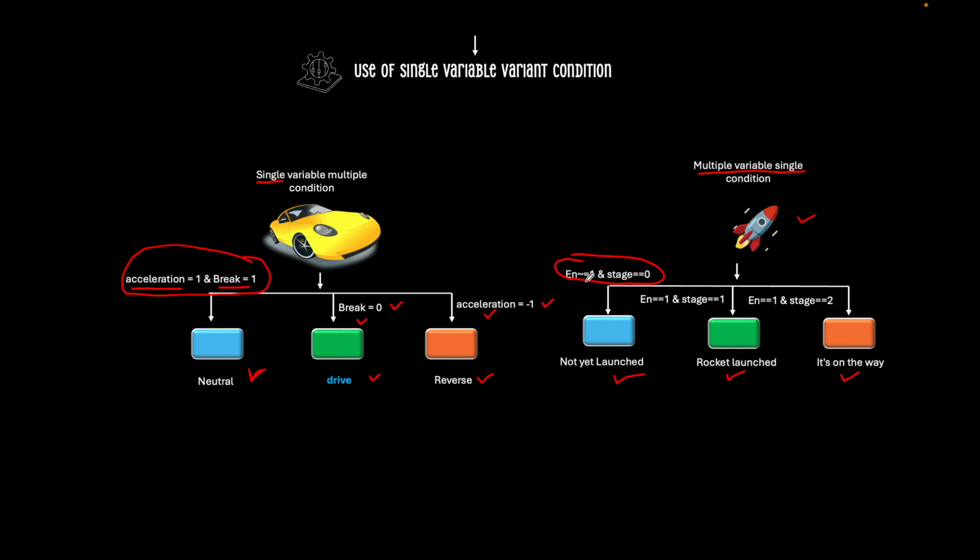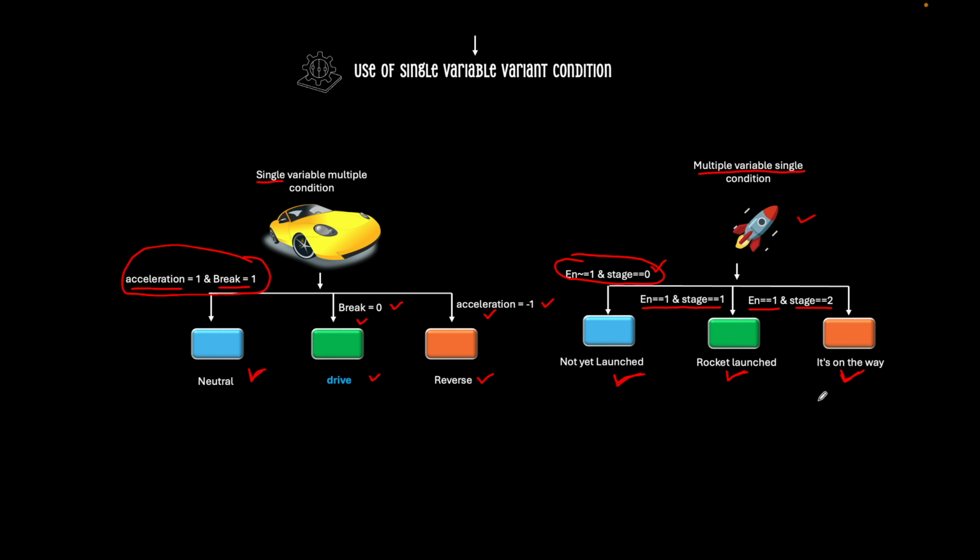Suppose if En, the ignition, is on and stage is 0, the rocket is not yet launched. It will stay in the not yet launched variant. Then once the condition is satisfied for ignition and stage 1, it means that the rocket is in the launched variant, and then if En equals 1 and stage equals 2, then it will be in the on the way to the target variant.